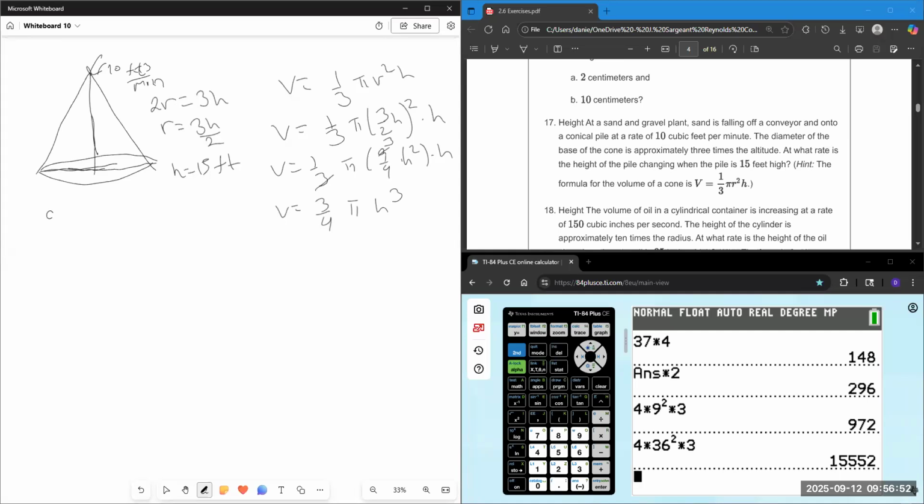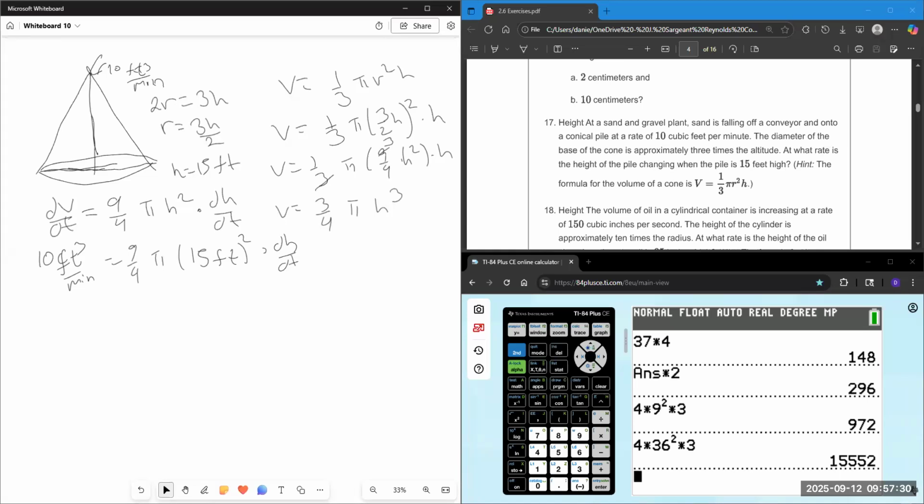So I'm going to differentiate now. dV/dt is equal to 9/4 pi h squared times dh/dt. And what did they give us? They gave us dV/dt was 10 cubic feet per minute. And they gave us the h was 15 feet. And they want us to find dh/dt.